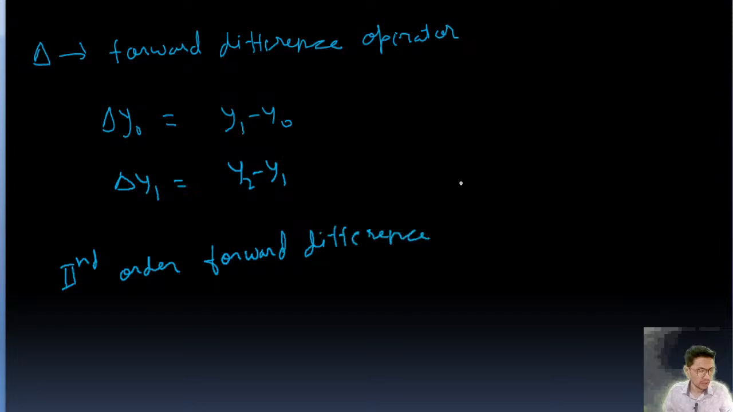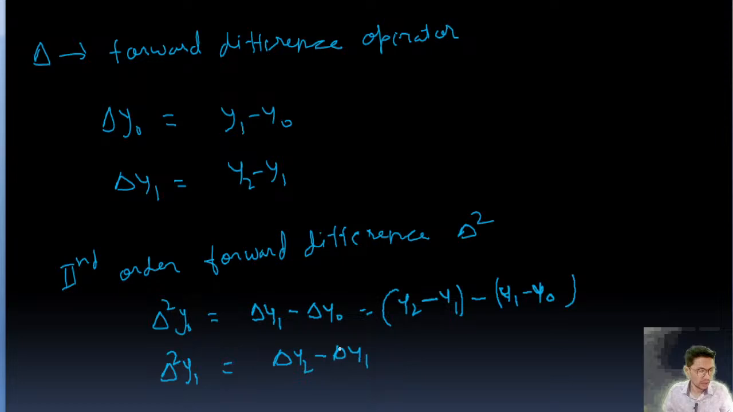Second order forward difference is represented by delta square, that is delta square y0. Its value is delta of (delta y1 minus delta y0), which is going to be equal to (y2 minus y1) minus (y1 minus y0). In this same fashion we continue.